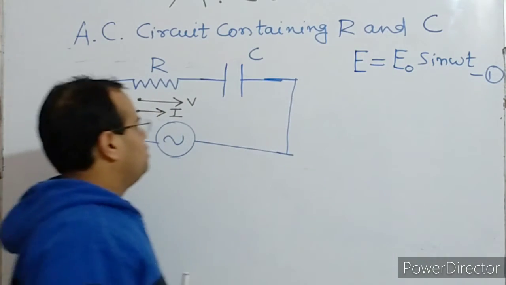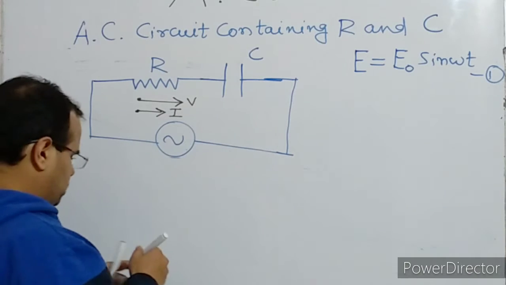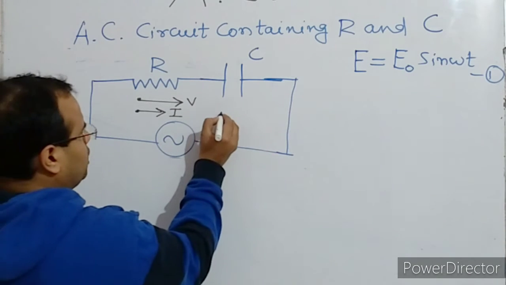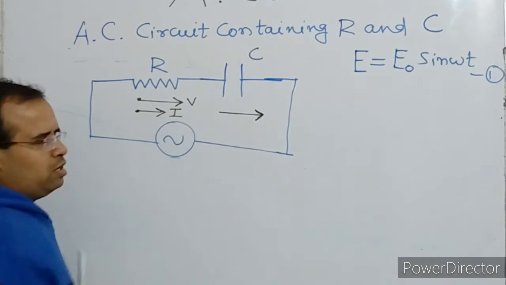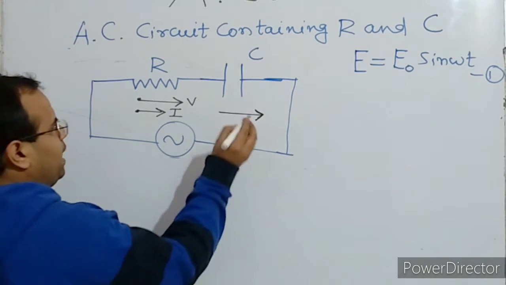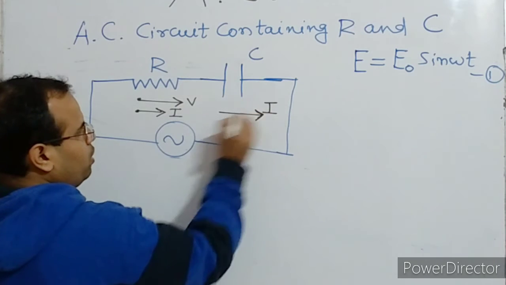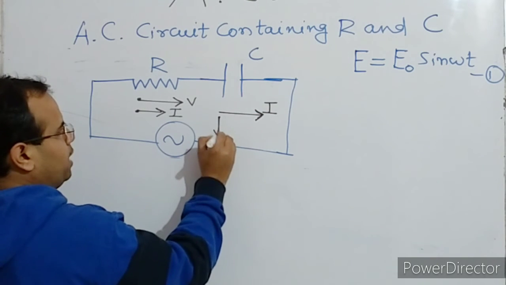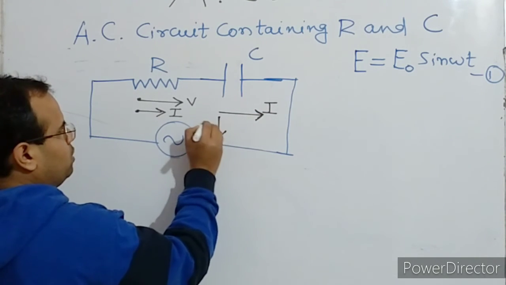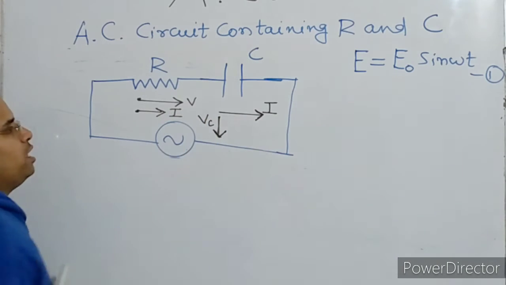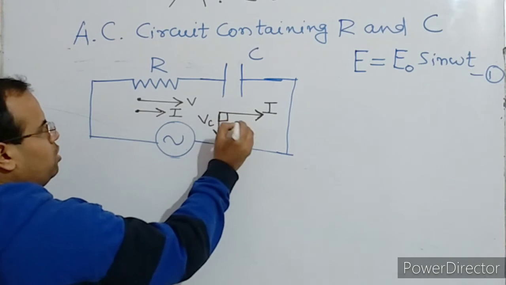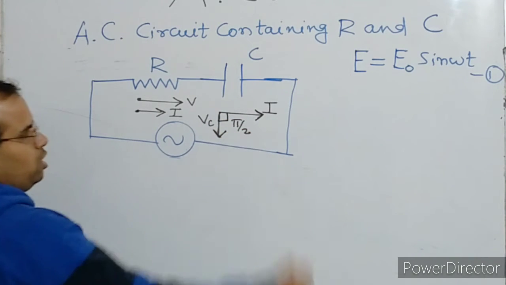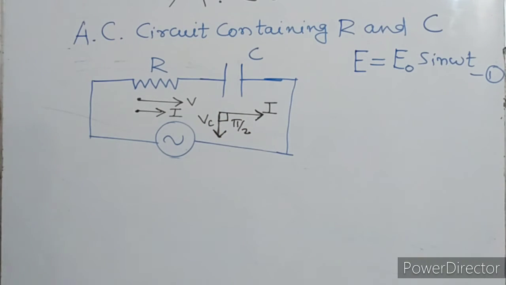Okay, and we know that in the case of a capacitor, the voltage and current are out of phase. Here we have the current, and the voltage VC is lagging behind the current by pi by 2. So this is how the voltage and current vary in a capacitor.